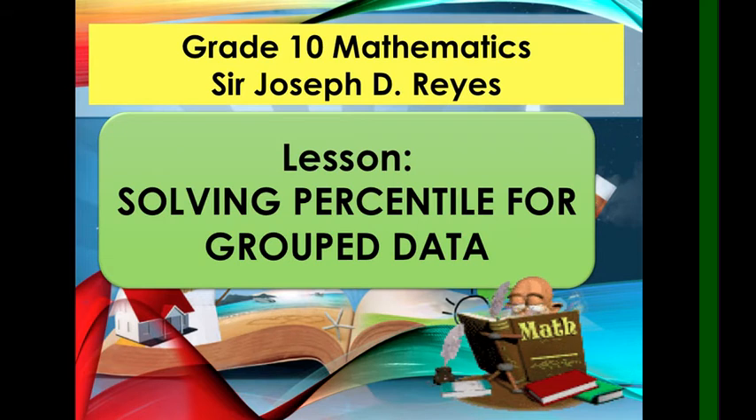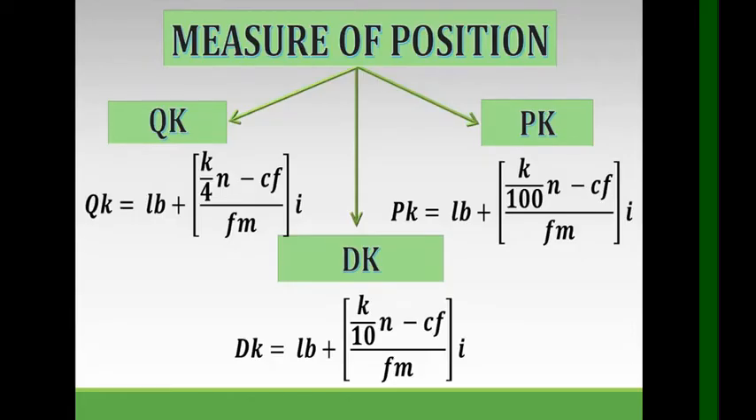Thanks, and now let's proceed to our main topic for today, which is all about solving percentile for group data. So this is the measure of position. We have three components: the quartile, the decile, and the percentile. But in this portion, we have the topic about solving percentile for group data with the formula Pk equals lower boundary plus k over 100 times n minus cf over fm times i.